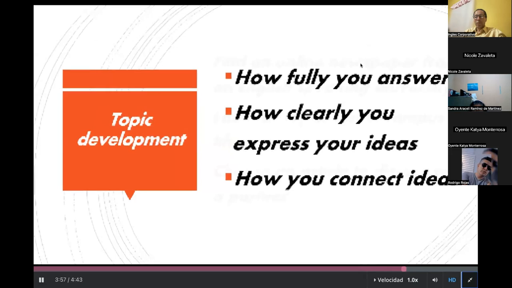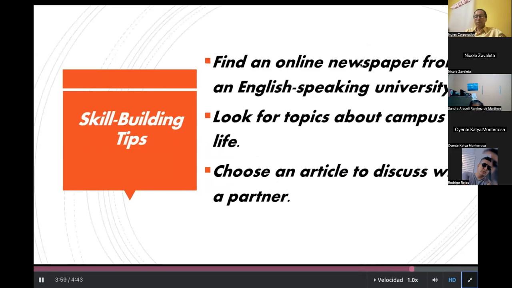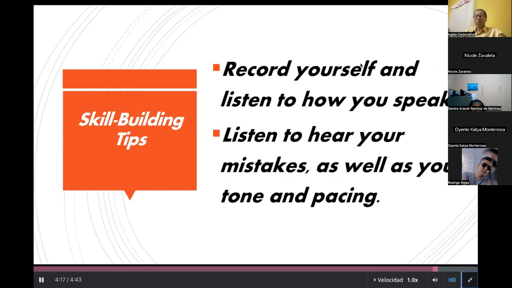How you connect ideas. Now, here are some activities that can help you build your skills for integrated speaking tasks, especially numbers 3 and 5 about campus situations. Find an online newspaper from an English-speaking university. Look for topics about campus life. Choose an article to discuss with a partner. Record yourself and listen to how you speak. Listen to hear your mistakes as well as your tone and pacing.